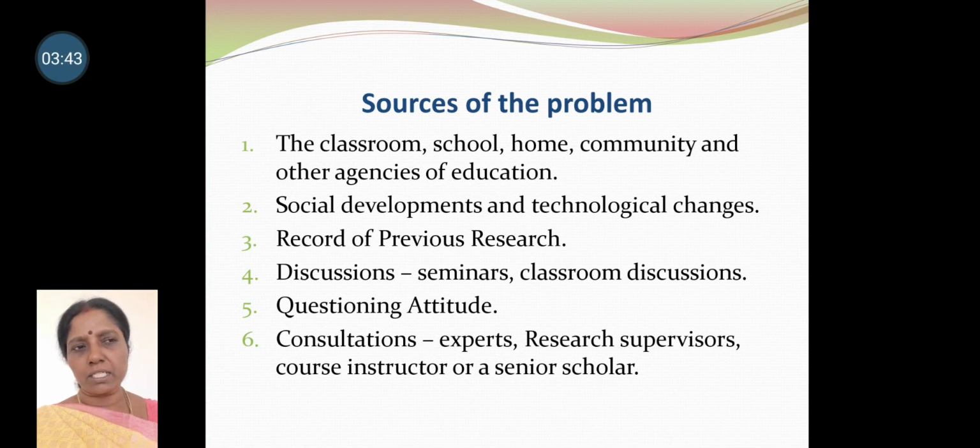Then the fourth one is discussions. In seminars, classroom discussions, or forums, you can get some problem areas. Then questioning attitude. The researcher should have a questioning attitude that will raise his interest and arouse the interest of others also. Then consultation. Consult with the experts, the research supervisor or guide, the course instructor, or your senior scholar. You can get ideas from them. These are the sources of the problem.